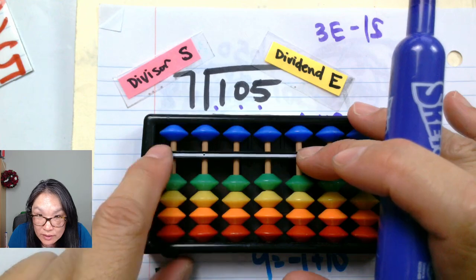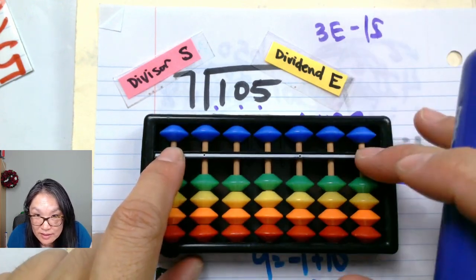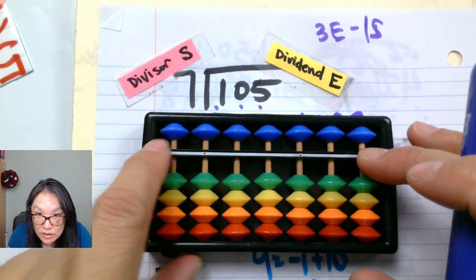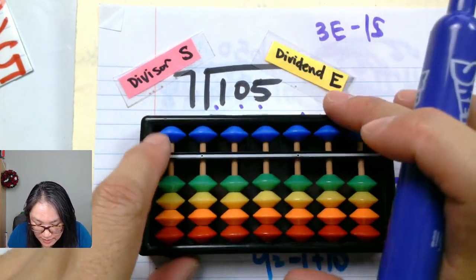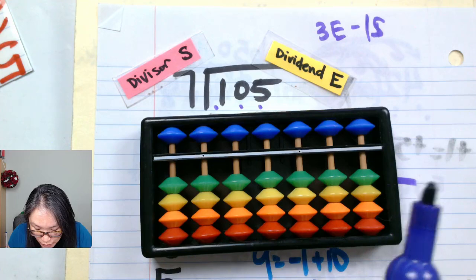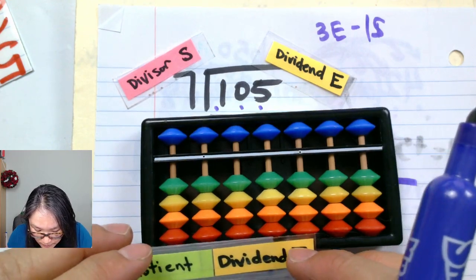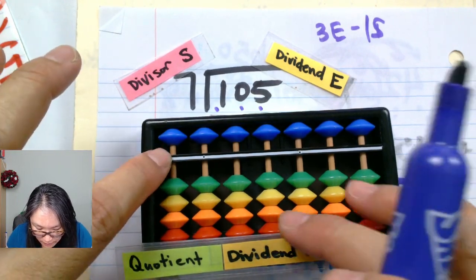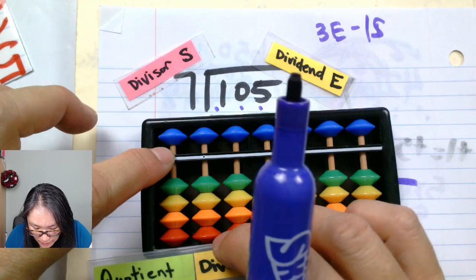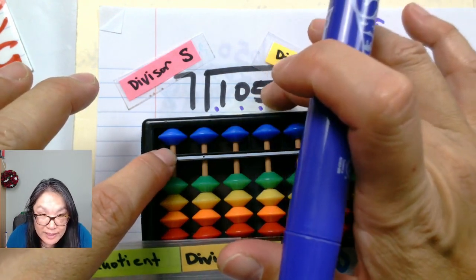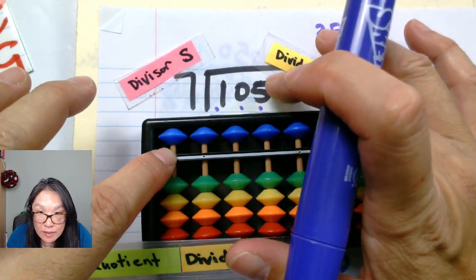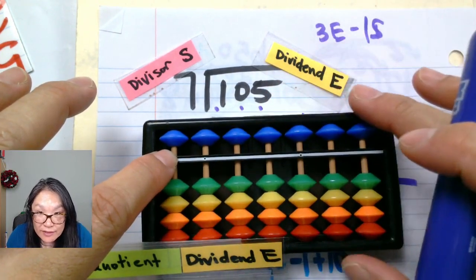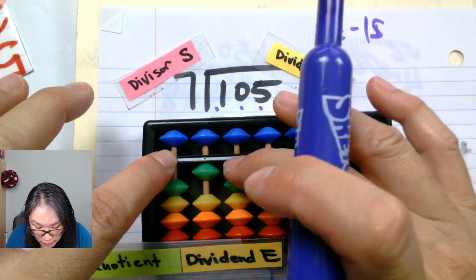I'm going to use this abacus because I just know I need more space. So this is 2. 1, 2. This is my ones. This is my tens. So my quotient is going to be here. Because my quotient is here, I'm going to put my divisor. No, I'm sorry, my dividend. I'm going to put my dividend on the abacus.